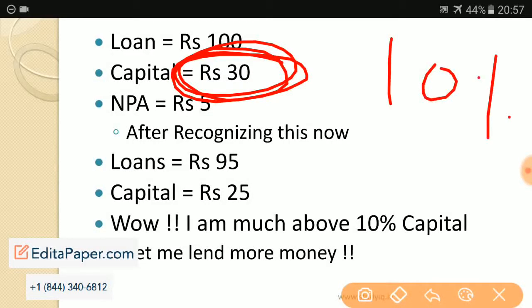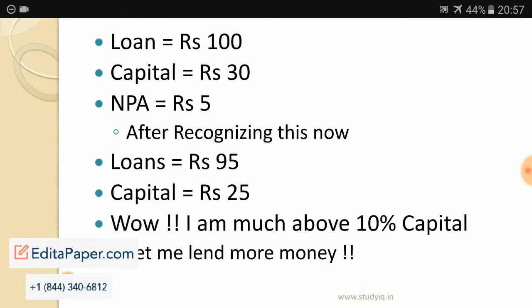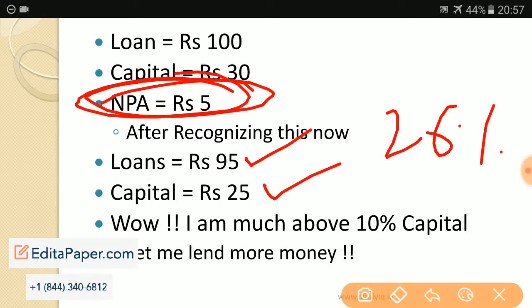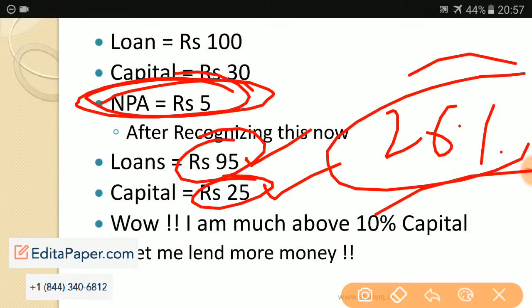So now what would happen is the banks would recognize this NPA of 5 rupees, because if they recognize it, then loans left would be 95 rupees and capital would be 25 rupees. Then also the capital ratio would be at 26%. If we divide 25 by 95, we would get 26%. Okay. So even after recognizing the NPAs, the capital ratio is maintained at 26%, which is much greater than the 10% limit.